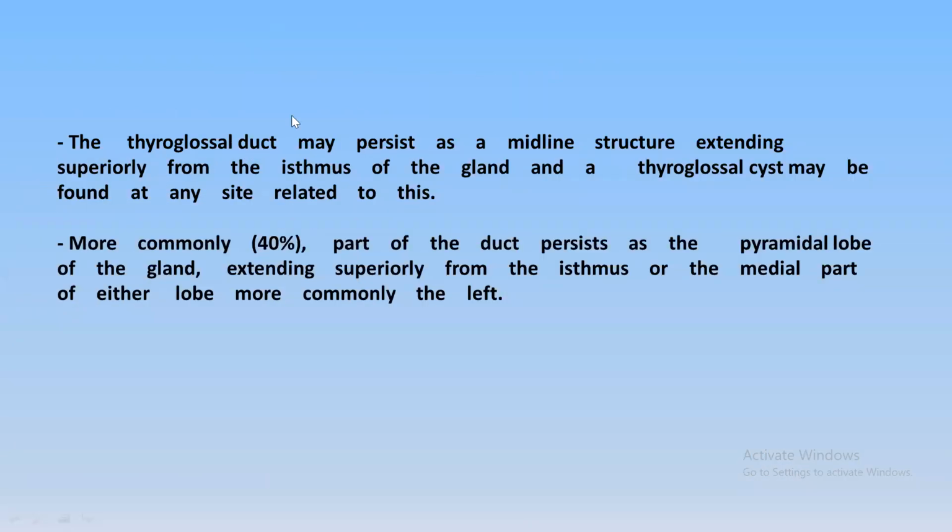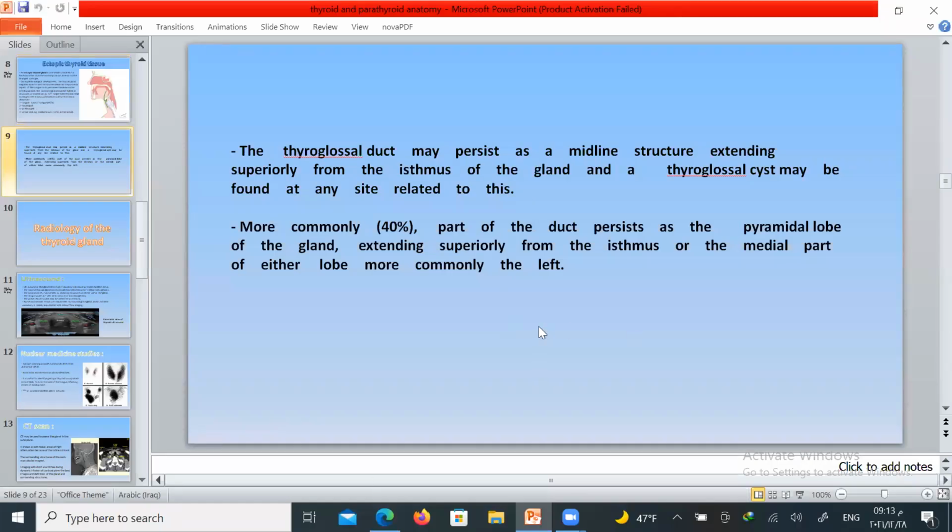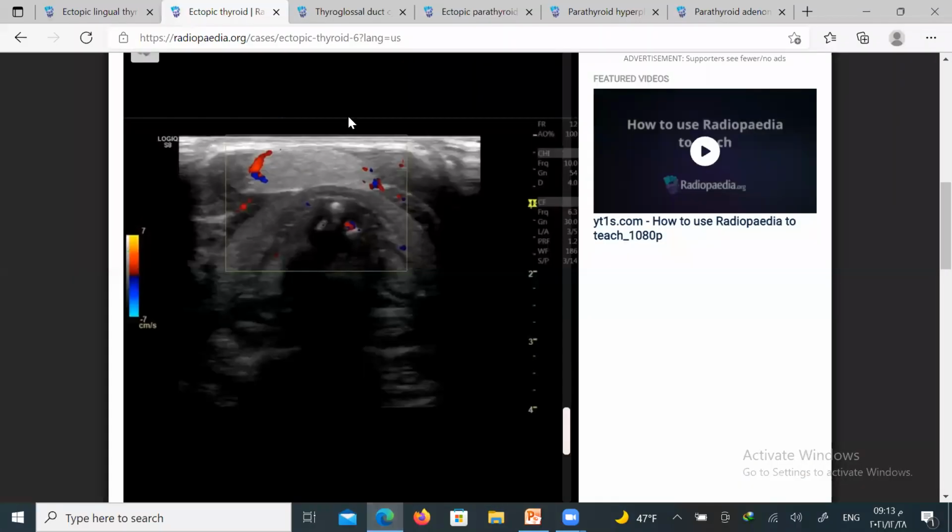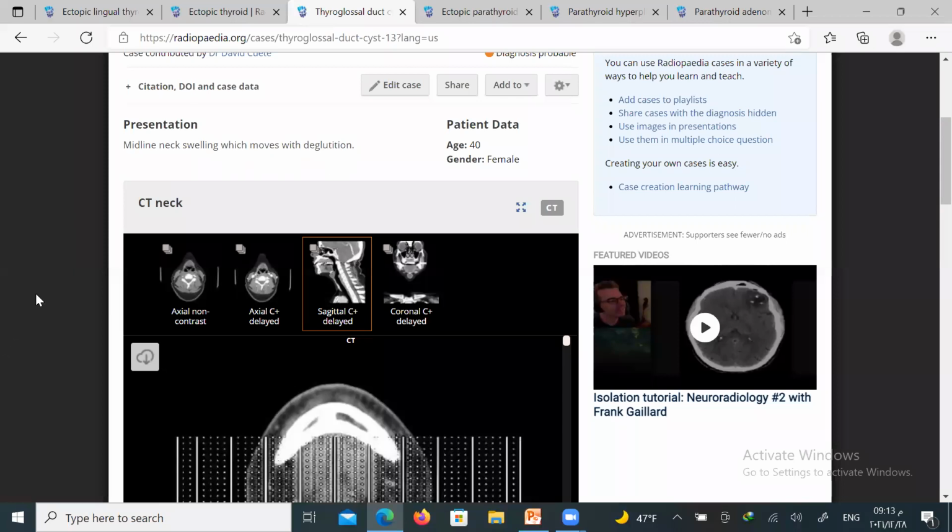Thyroglossal duct may persist as a midline structure extending superiorly from the isthmus of the gland, and a thyroglossal cyst may be found at any site related to this. Let's see a case of thyroglossal duct from Radiopaedia.